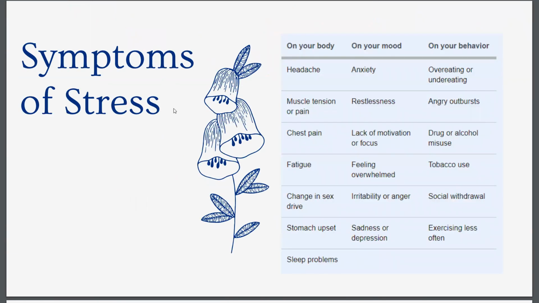So some symptoms of stress, right? It has symptoms that could affect your body, your mood, or your behavior. Here on your body, we see the example of headaches, chest pains, sleeping problems. On your mood, it could look like anxiety, feeling overwhelmed, irritability, depression. Or on your behavior, so it could be overeating or undereating. It could be drug use, social withdrawal, maybe not engaging in exercise or just things you love in general. So some of those depression symptoms, right?